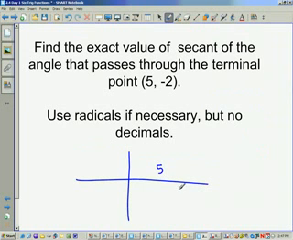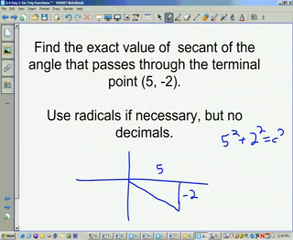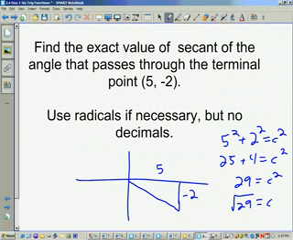So let's go 5 to the right. We're going to go down 2. Now this isn't such an easy triangle, so we're going to have to use the Pythagorean theorem to find our hypotenuse. So it looks like it's going to be the square root of 29.